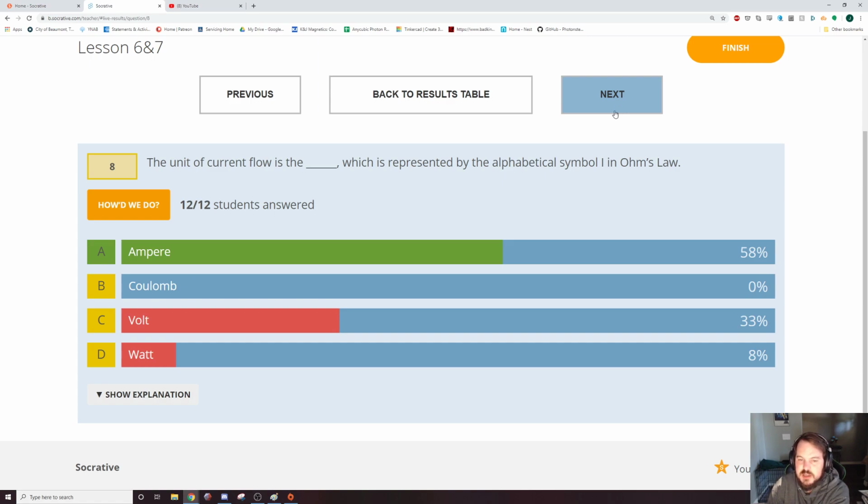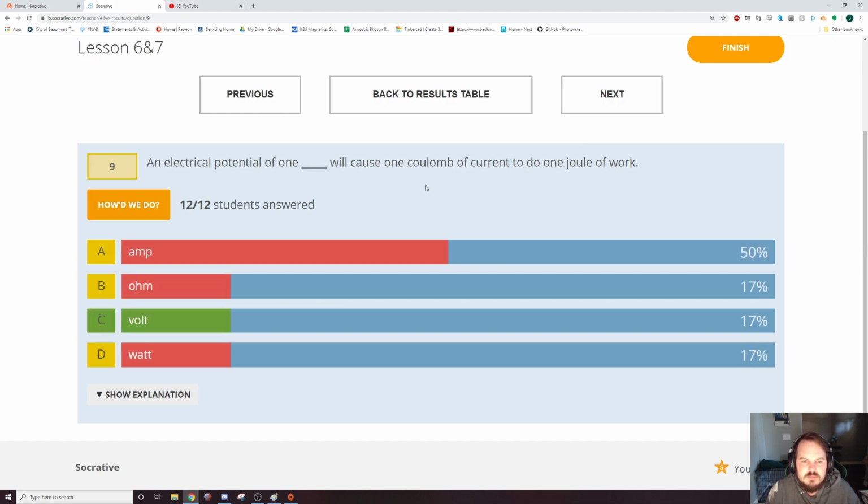Current flow is measured in amps. 1 amp means that 1 coulomb of electrons move past a point in 1 second. So that means a coulomb is a number of electrons. So that volume of electrons past a location in 1 second. An electrical potential of 1 volt will cause 1 coulomb of current to do 1 joule of work.